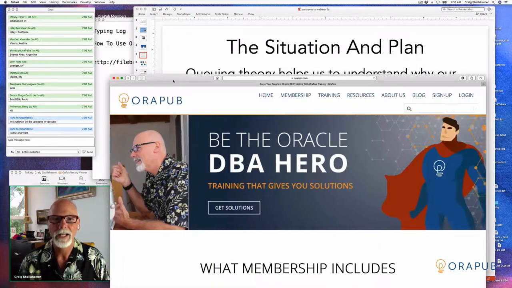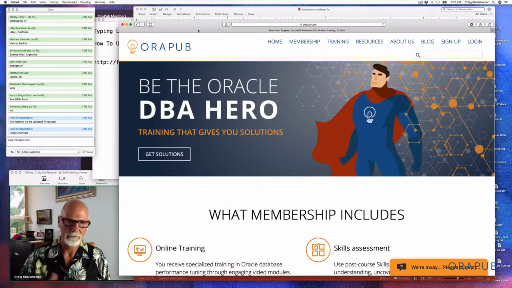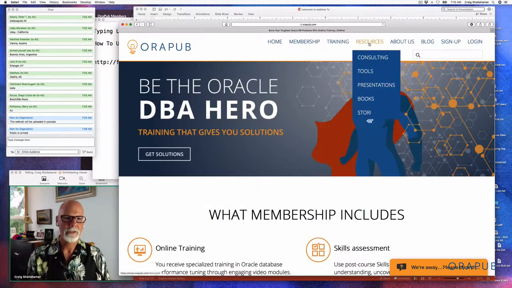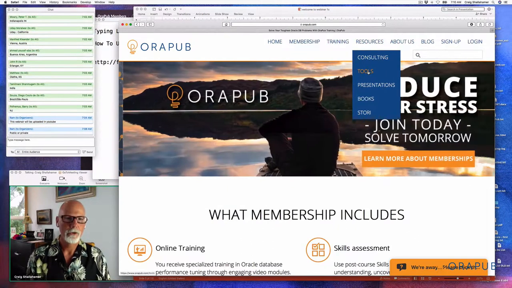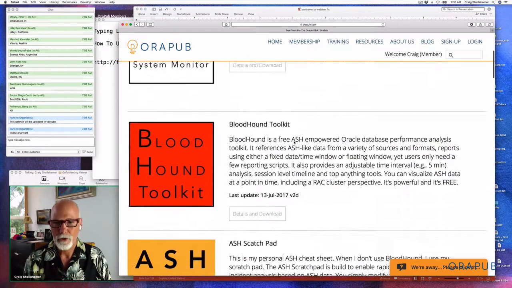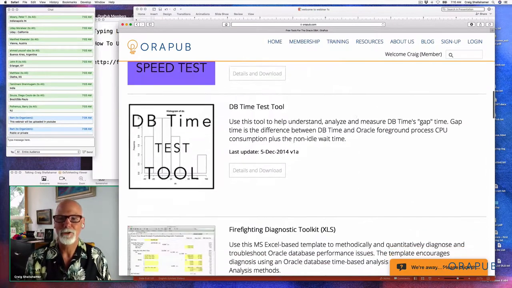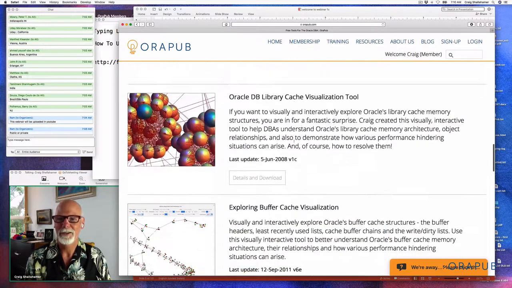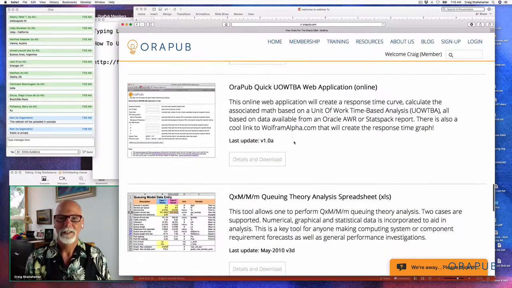In fact, let's just do that. How do you get the tool? You go to resources, then you go to tools, you click on that, and then you scroll down, because it's not the most popular tool. I mean, surprise, surprise. Queuing theory. Let's see.